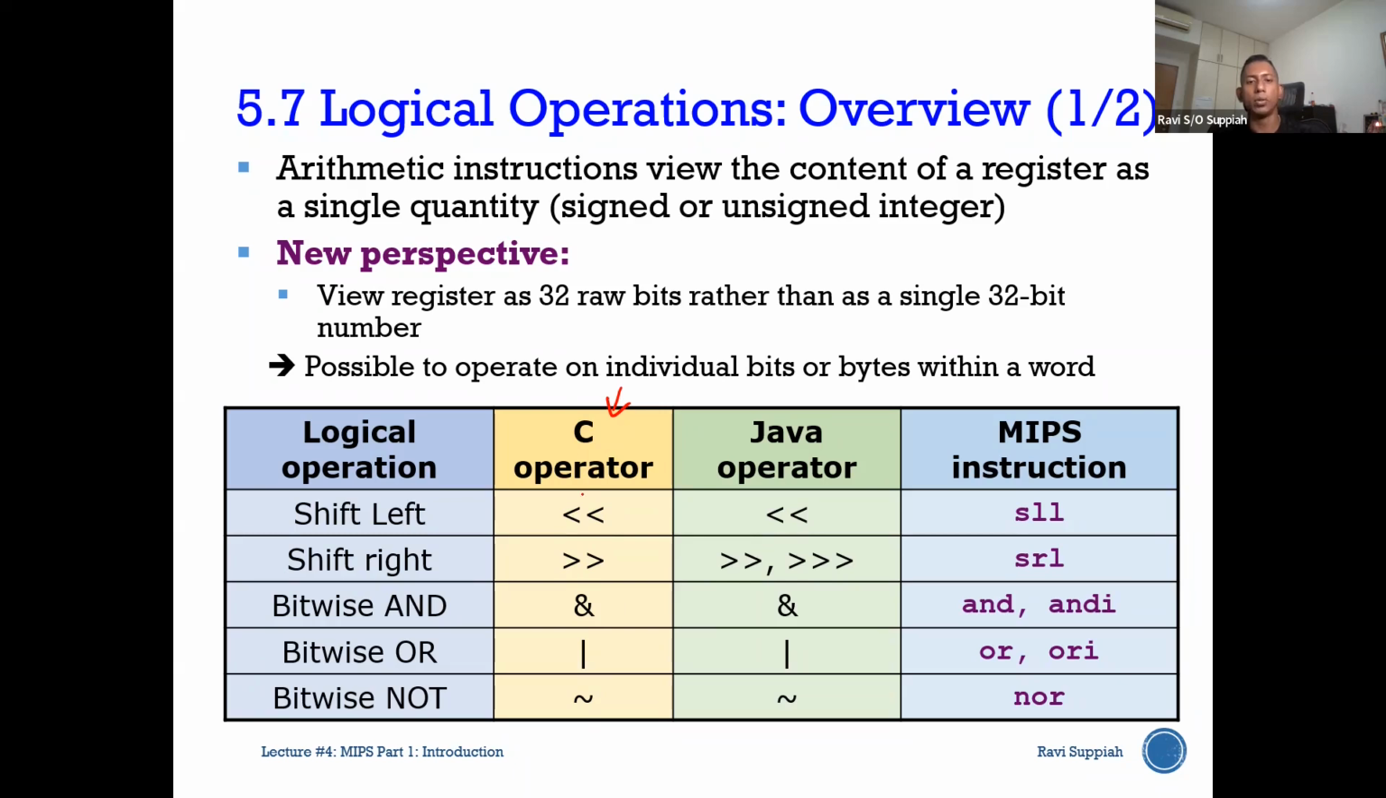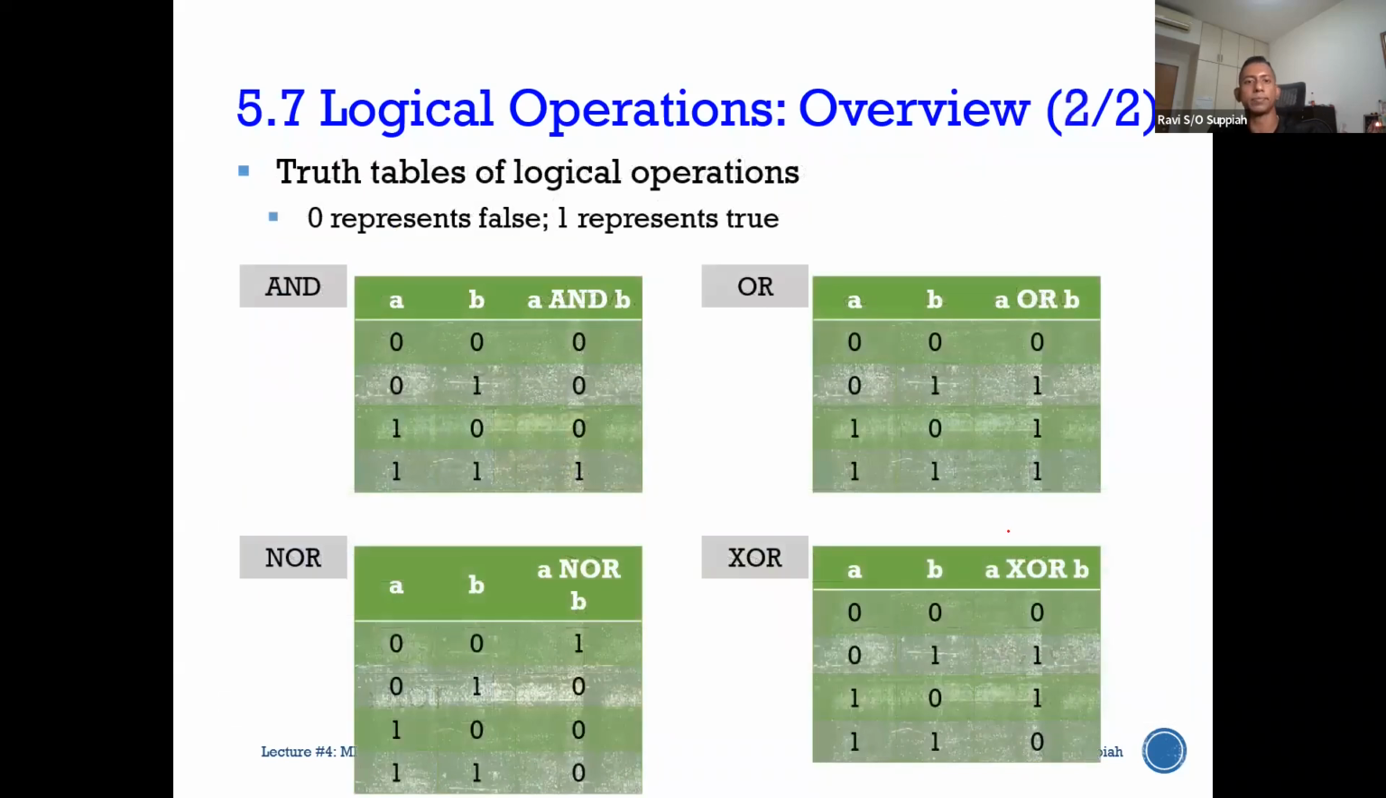When you do all of this, you have to remember that we are looking at registers as a place to hold ones and zeros. We're not looking at it specifically as an integer or a character or anything like that. It's just ones and zeros, and I can use these MIPS instructions to perform logical operations on these ones and zeros.